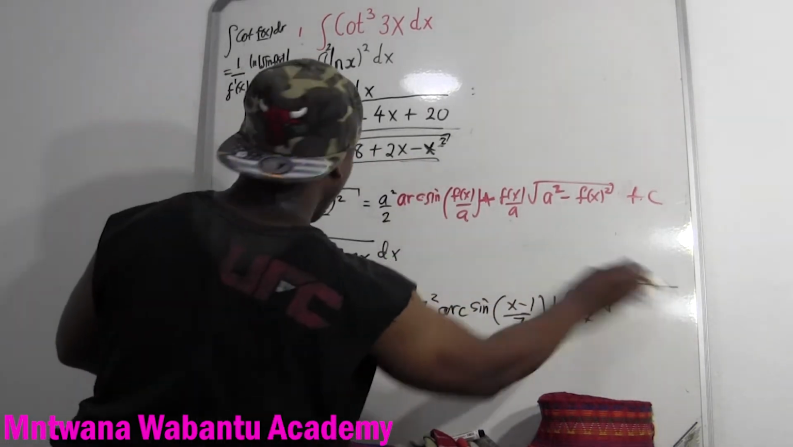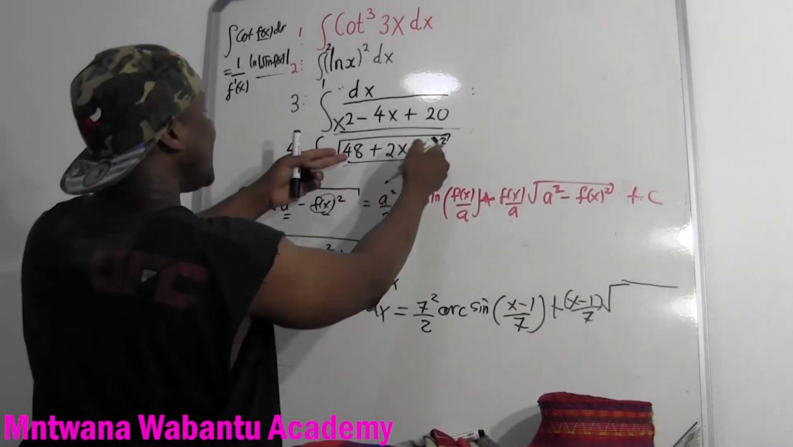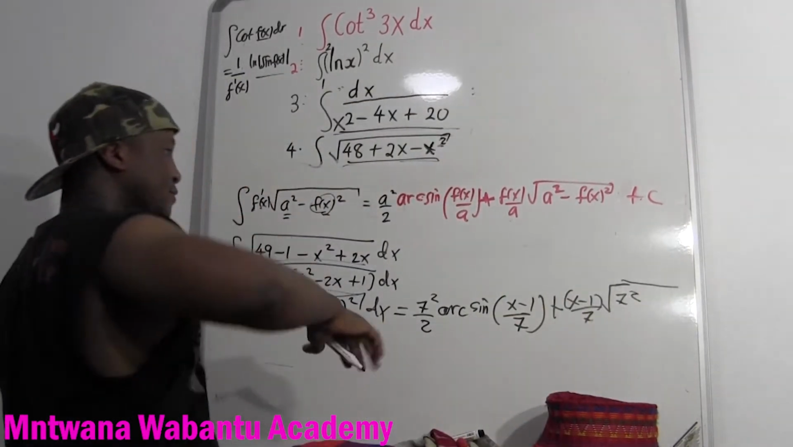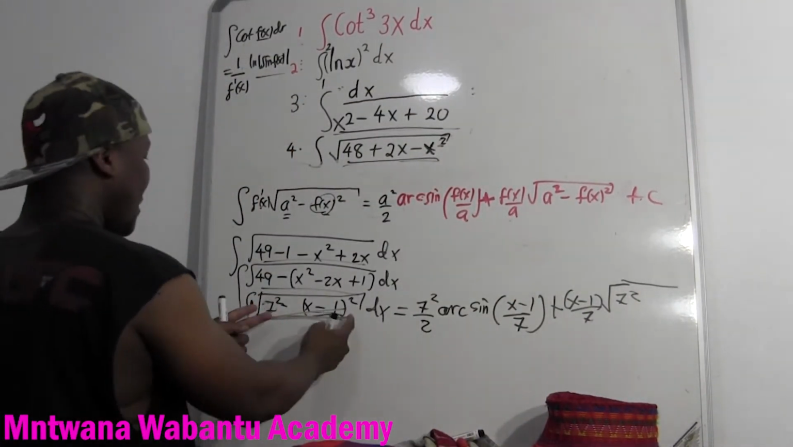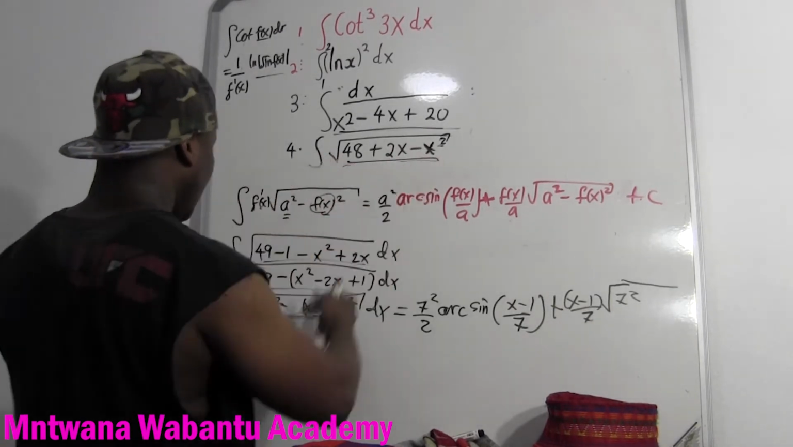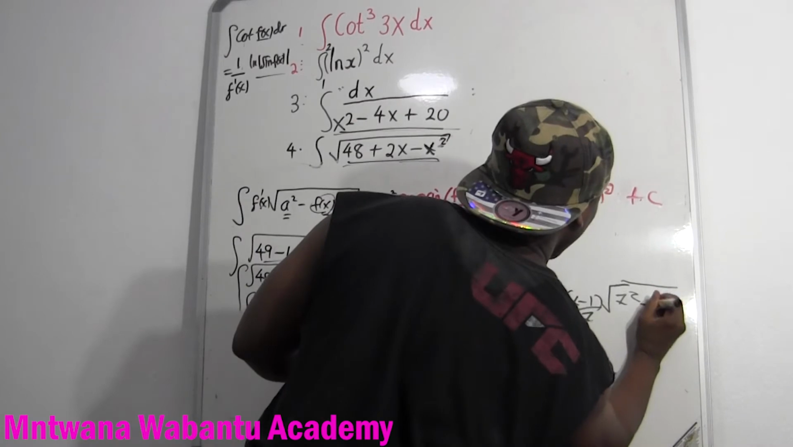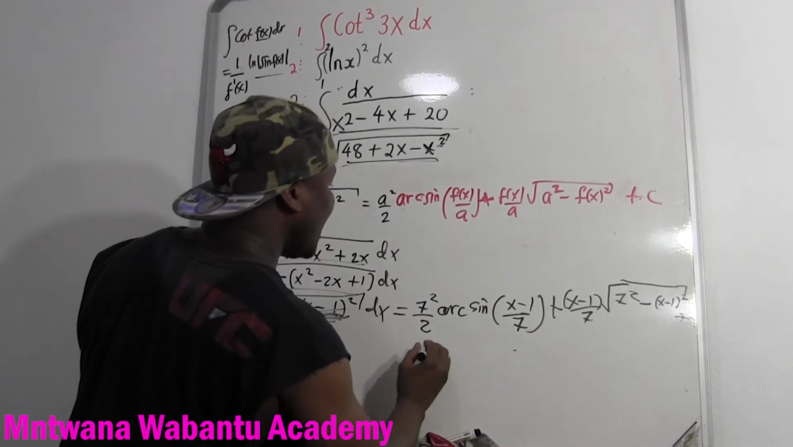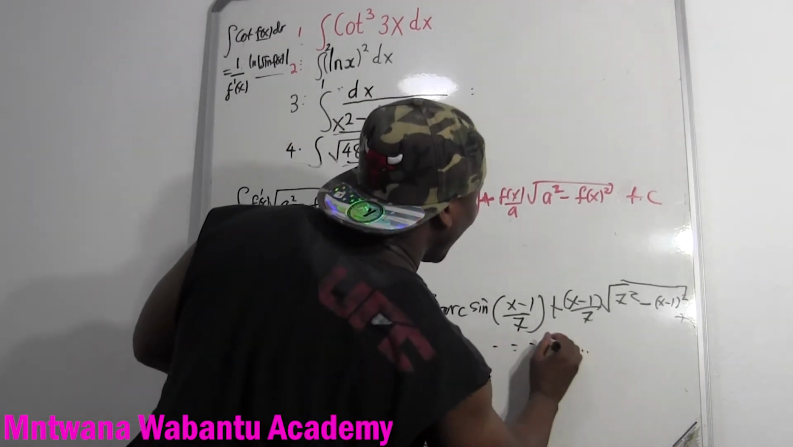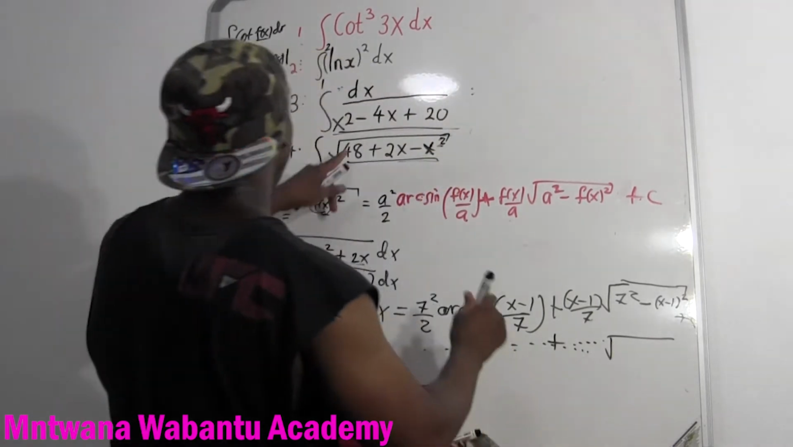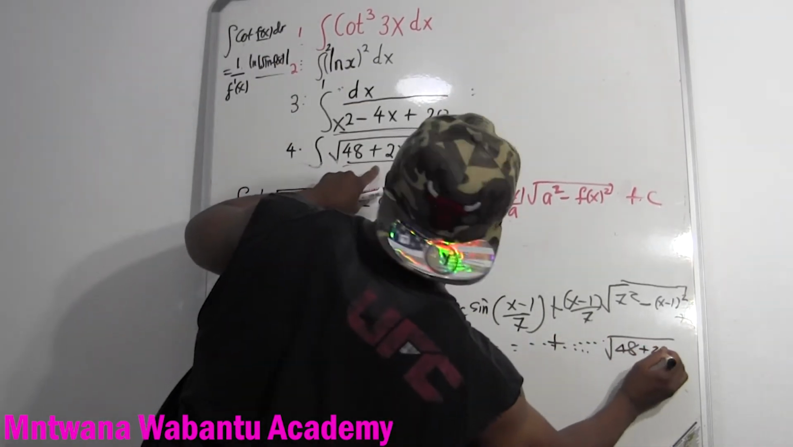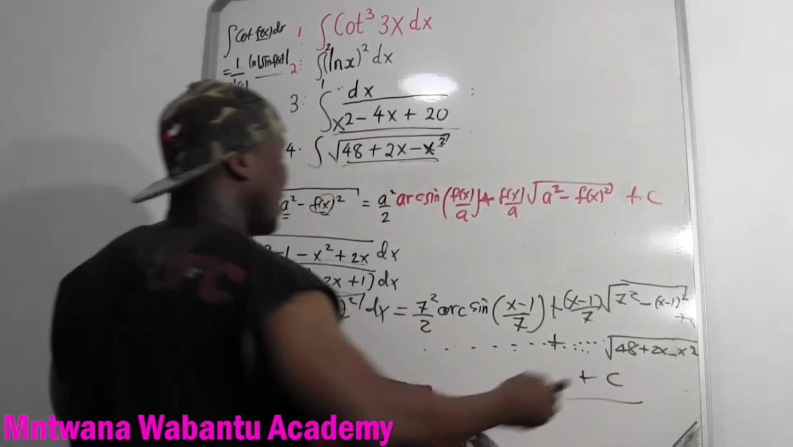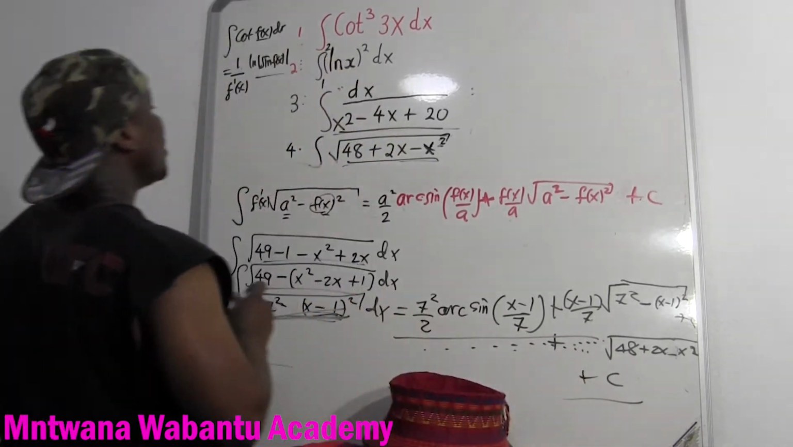So I can take this one right there, or I can write this and then write the given one. Let me write this, because a square equals 7 squared, and it came from that. Let me go step by step: 7 squared minus x minus 1 squared, plus constant. I'll write everything exactly, and this equals 48 plus 2x minus x squared, plus constant, because there's no limit. Write everything exactly, and you're done. So this question is done.